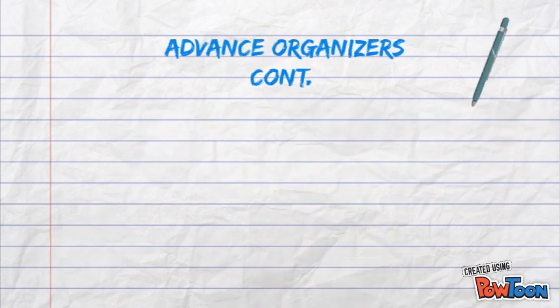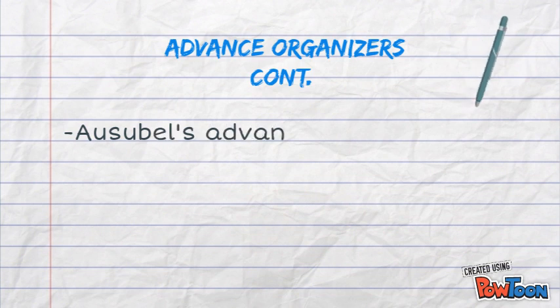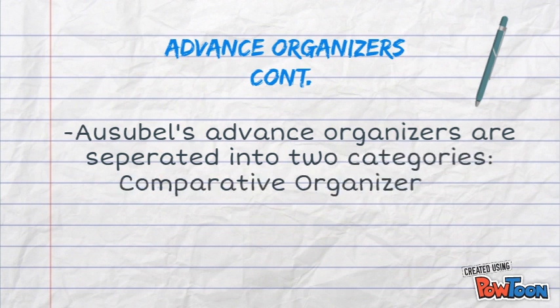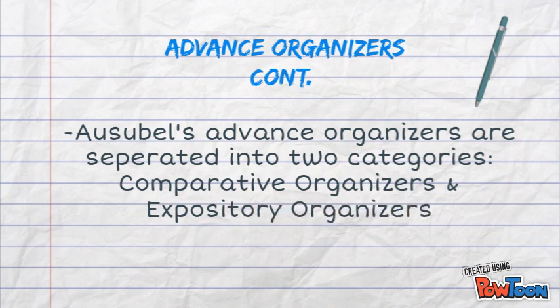Ausubel's advanced organizers are separated into two categories, comparative and expository. Comparative organizers integrate new concepts while discriminating between new and existing ideas. Expository organizers provide new knowledge that is unfamiliar to the learner.